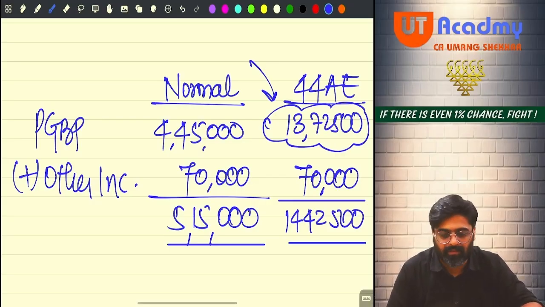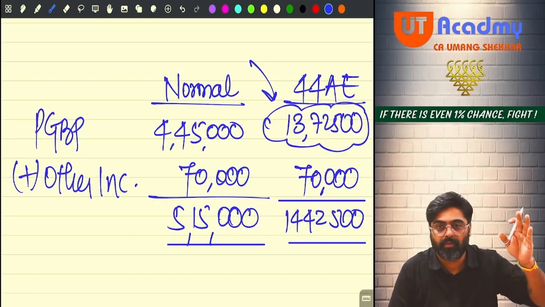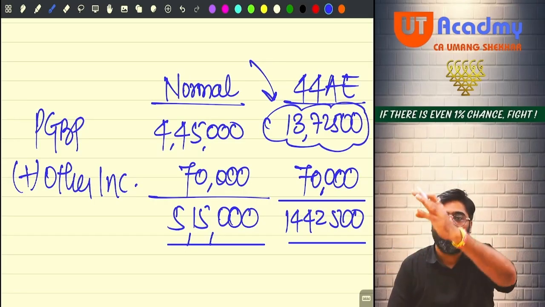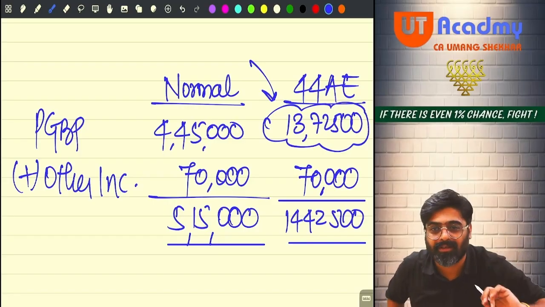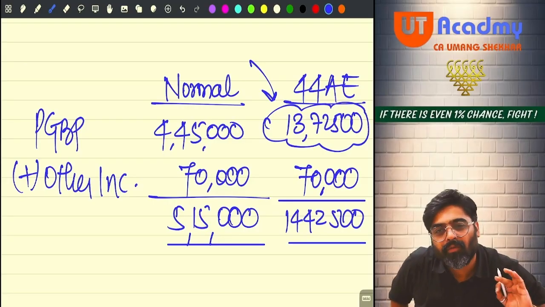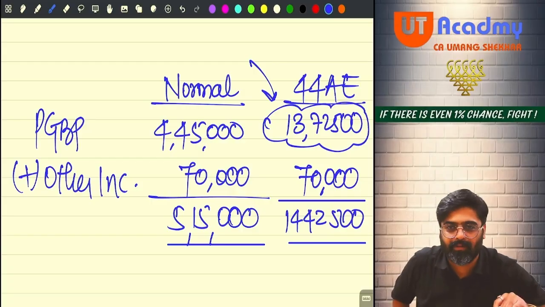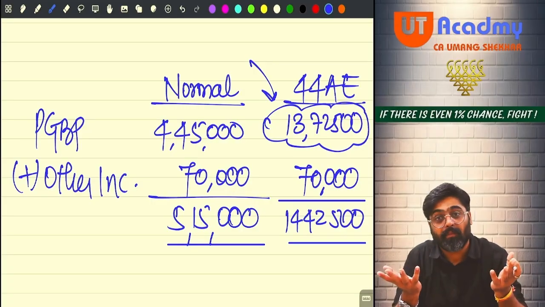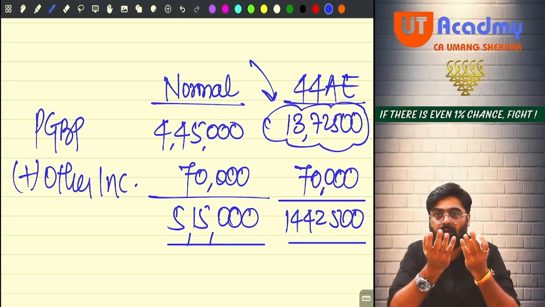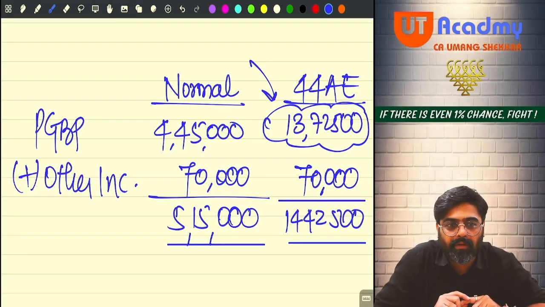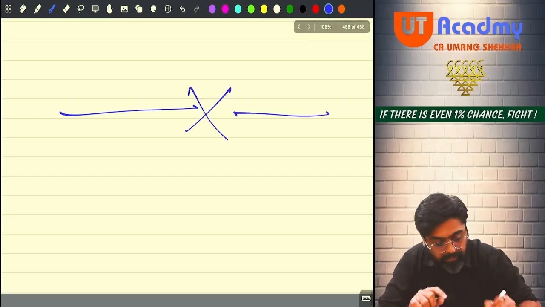Easy, no? This was your last one. Compute the total income, they have told. So in both the options you are supposed to give. If you are following normal, total income will be this much. If you are following 44AE, total income will be this. That's it. No need to say anything else, because they are not asking for your suggestion. If nobody asks for your suggestion, don't give. If a suggestion is asked, only then give. They are not telling you to compute by following 44AE or normal. If I follow normal, this will be my total income. If I follow 44AE, this will be my total income. Got it, sir? Done. This is the end of your chapter PGBP.